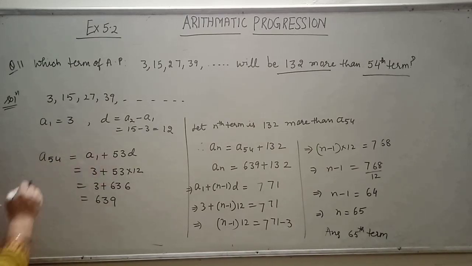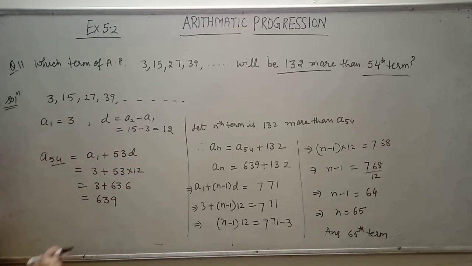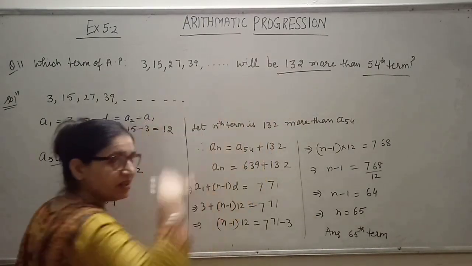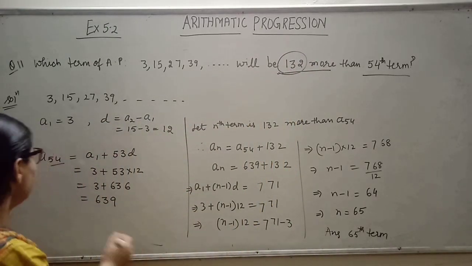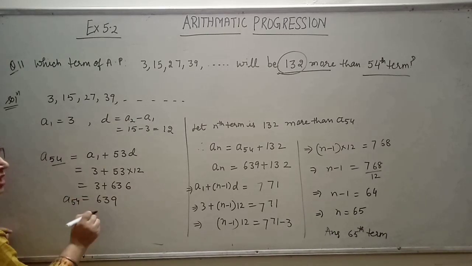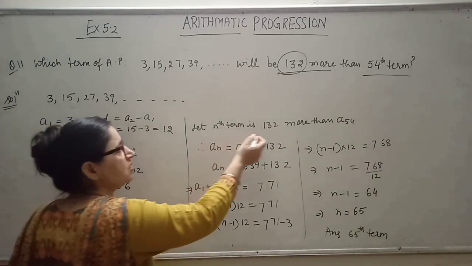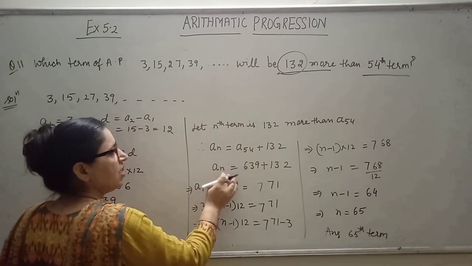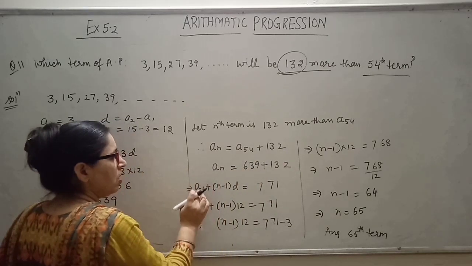This is A1 plus, because it is 54, so 53D. I have put the values of A and D and then it is 639. Because now according to the question we are to find out that term which is 132 more than this 54th term. अब हमें वो टर्म निकालनी है जो इससे कितनी ज्यादा है, 132. Suppose that is the nth term. हमें पता नहीं वो कौन से नंबर पे है. We suppose that is the nth term. Okay, so nth term is A54 plus 132. So an is equal to, what is the A54 we have calculated, that is 639 plus 132.